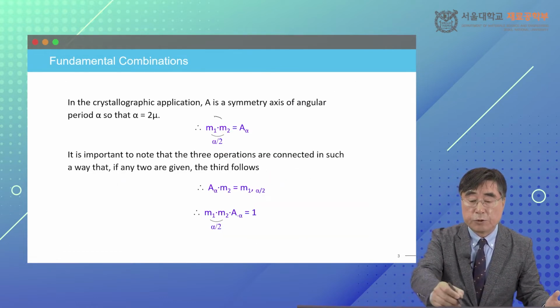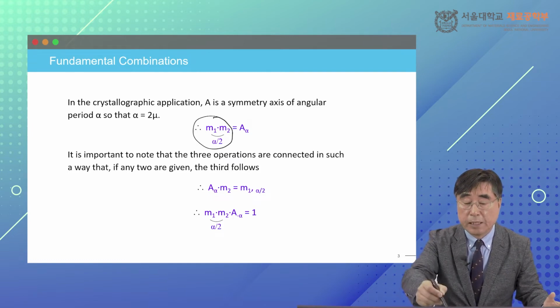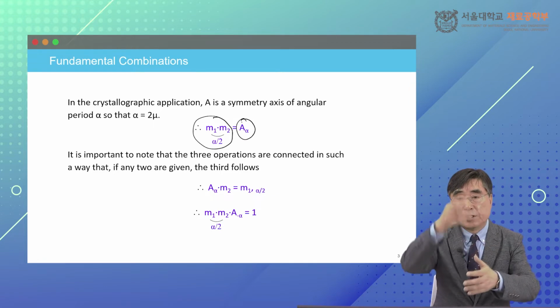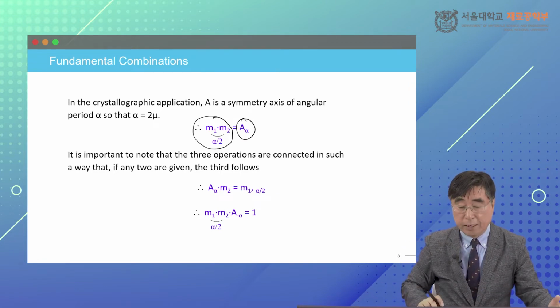So when there are two mirror planes with alpha over 2 angle separation, then the line at which these mirror planes intersect has alpha rotational elements.